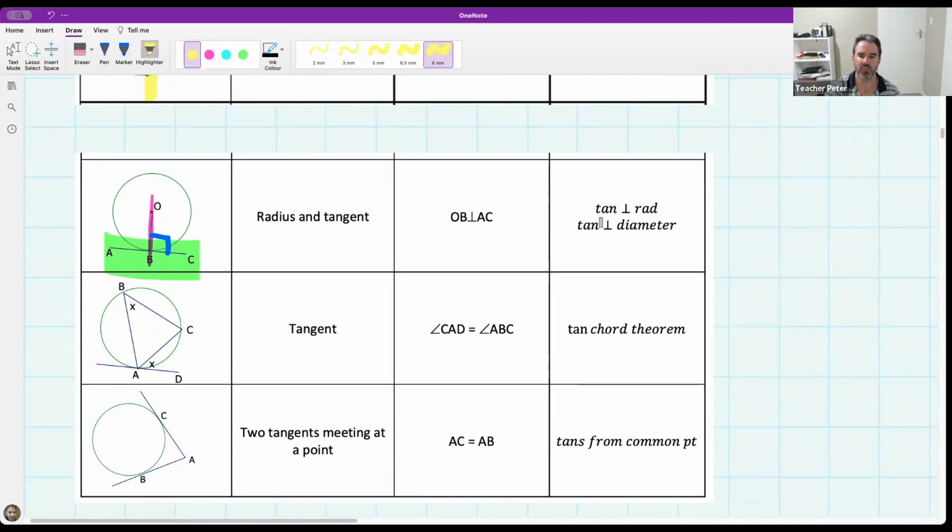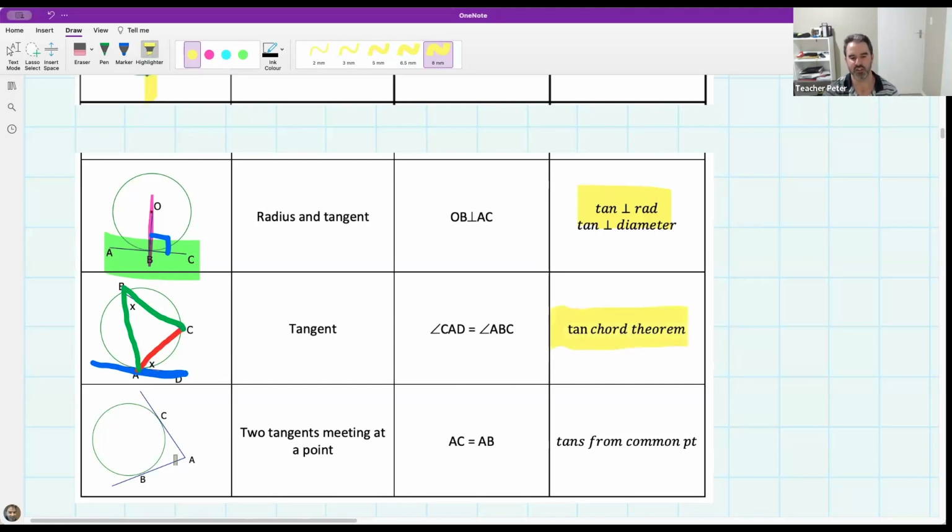And then we also are going to look at what's called the tan chord theorem. And that's that if I have a tangent, and then the tangent makes basically the point of tangency has a chord that goes to somewhere else in the circle, then the angle subtended by that chord is equal to the angle between the tangent and the chord. And that's called the tan chord theorem. But I will talk a lot about that later in the lesson.